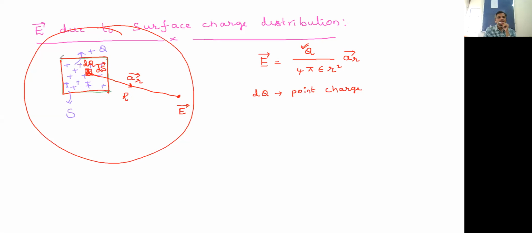Due to this entire sheet of charge, we will get the total electric field intensity, which is E vector. But due to this small differential charge, we don't get the total. What we get is only the differential electric field intensity. Now we will write the expression for dE, which is equal to, here the point charge is Q, but here the point charge is dQ. So we write dQ by 4 pi epsilon, here I'm taking capital R square, and AR vector.